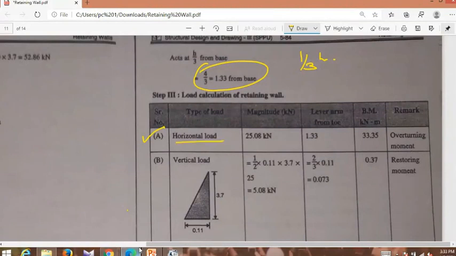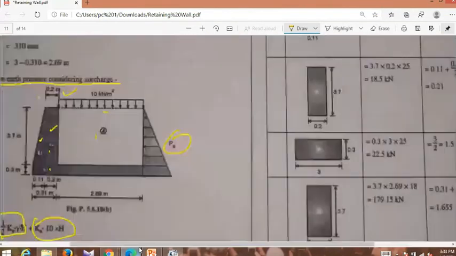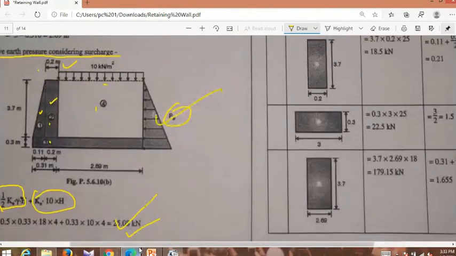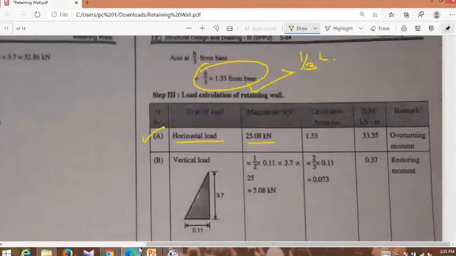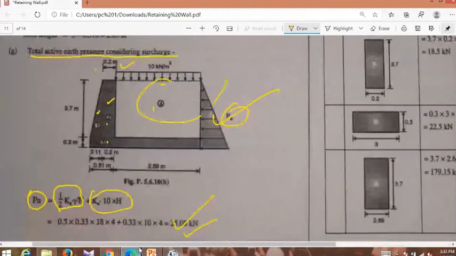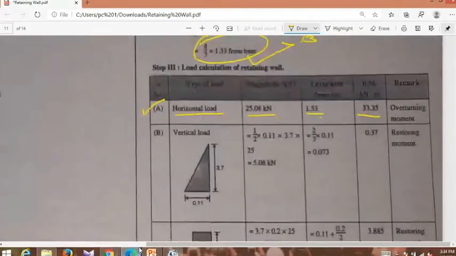Horizontal forces which we have, this one. Okay. Therefore, just write down here horizontal force. We have got the magnitude, and we have got the distance. Just force into distance, we will get the moment, and this will be the overturning moment. Means this load will overturn this stem, or retaining wall. Therefore, this moment should be counteracted by the retaining wall. Therefore, this will be the overturning moment.